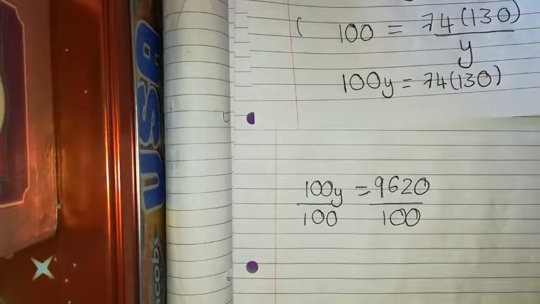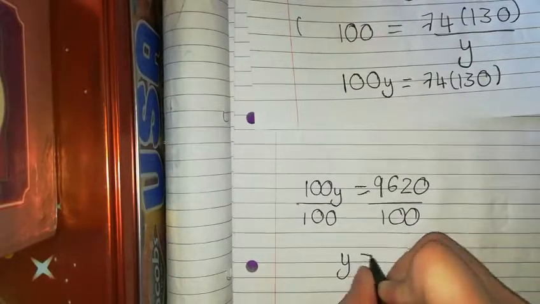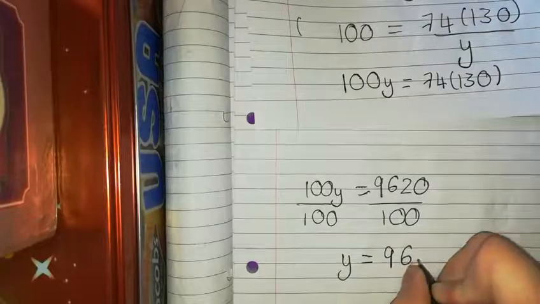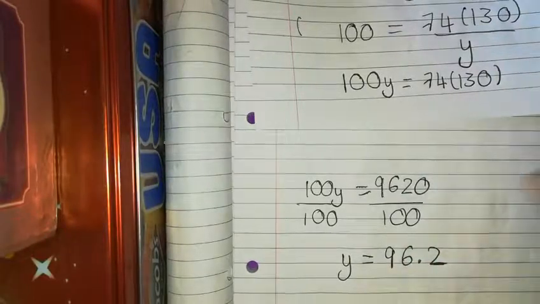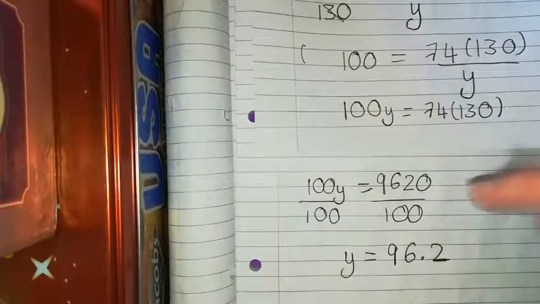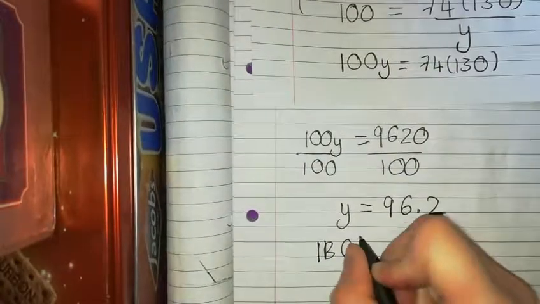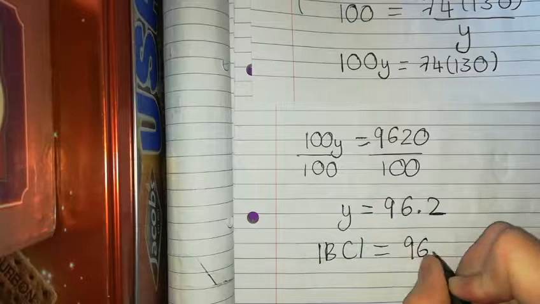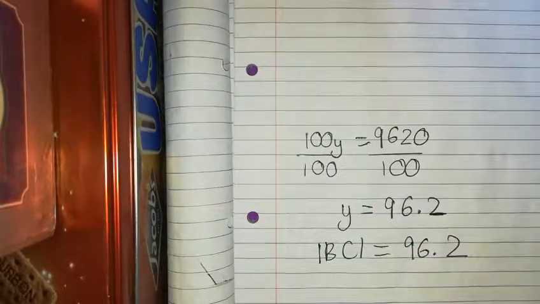So 9620 divided by 100, I can just move my decimal point, or I can do it on my calculator. So I get 96.2. So that would mean that y, this length here, which is BC, is equal to 96.2. And we figured that out using similar triangles.